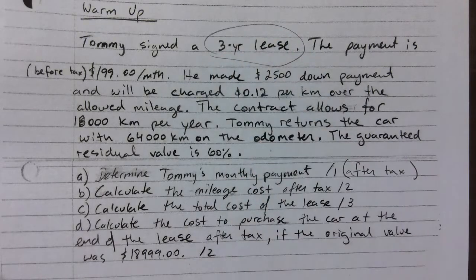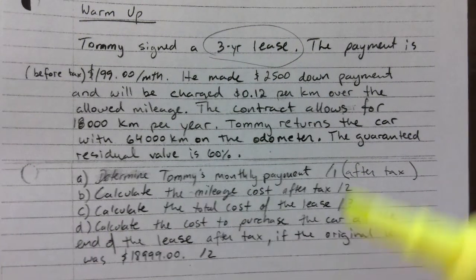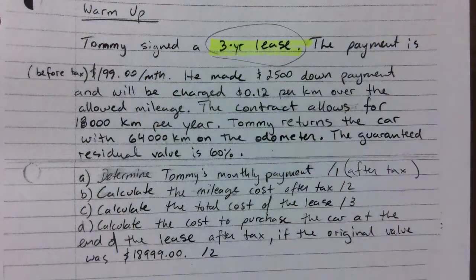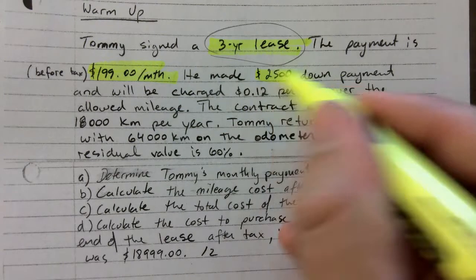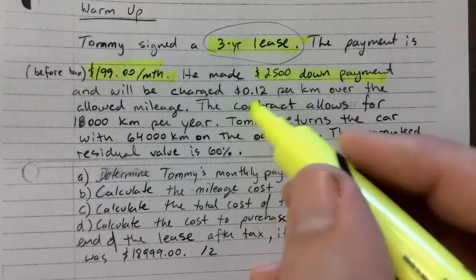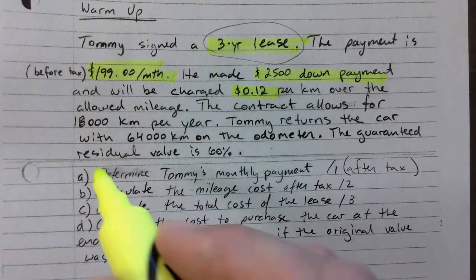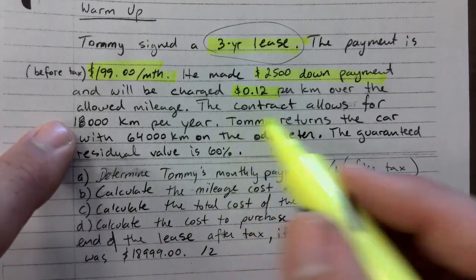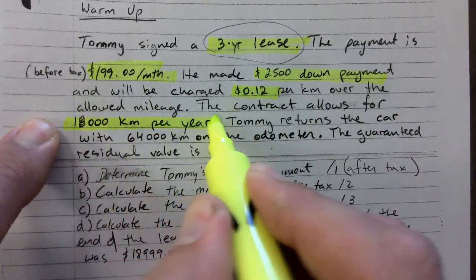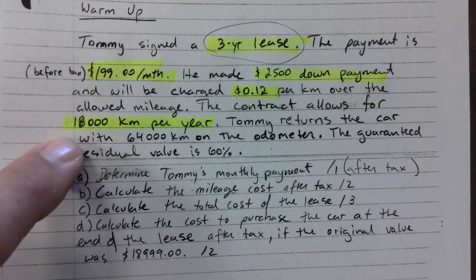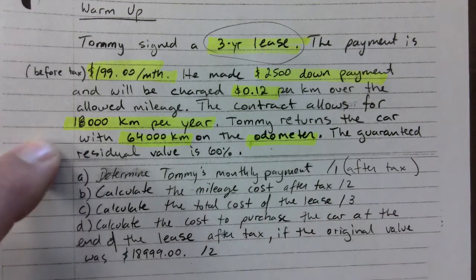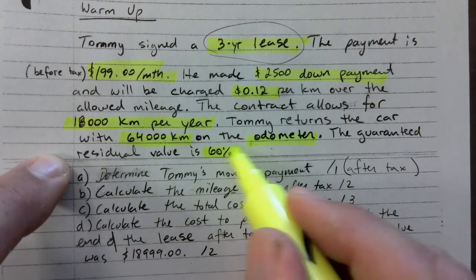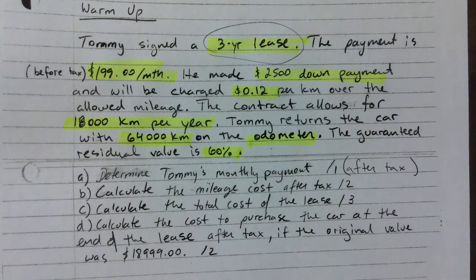All right, so the first one is a lease. It's a 3-year lease. That's my highlighter, right? That's how long, that's the term. The payment is $199 per month. There's a down payment. You will be charged 12 cents per kilometer over the allowed mileage. The contract allows for 18,000 kilometers per year. And Tommy returns the car with 64,000 on the odometer, right? The guaranteed residual value is 60%. Lots of information here, but always read it carefully, right?